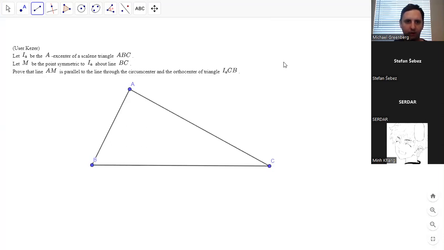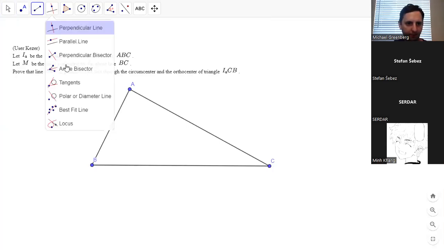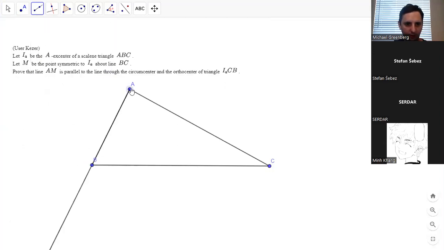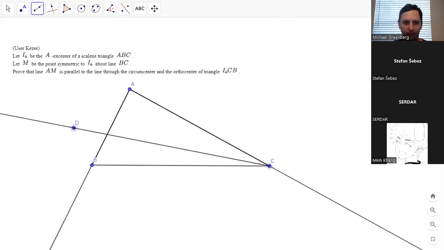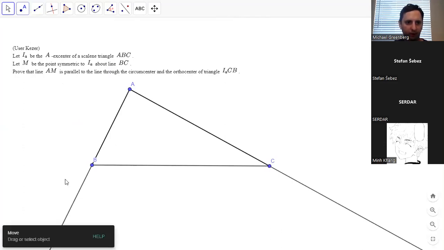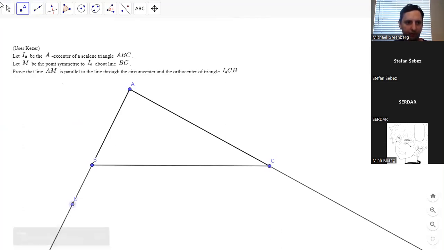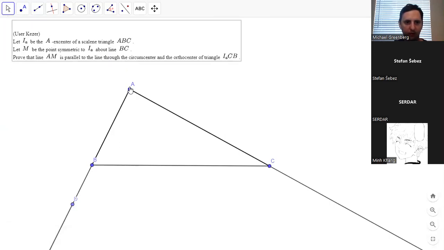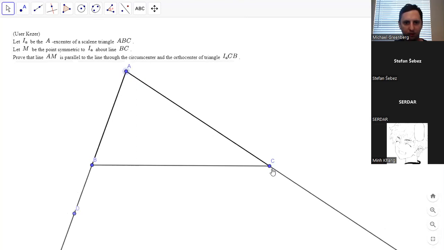Hey, Robbie. All right, so we draw the A-excenter. Let me do it like this. Should I use the incenter-excenter lemma to draw it, or just draw the excenter? I'm going to just draw the excenter. Don't draw it like that. I think I said one time how to draw it better.